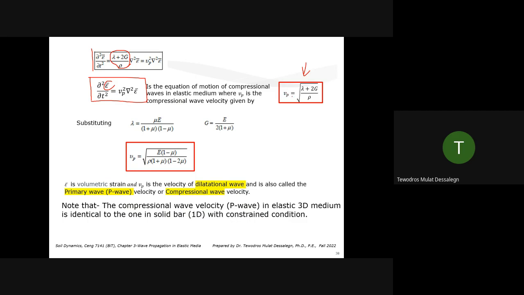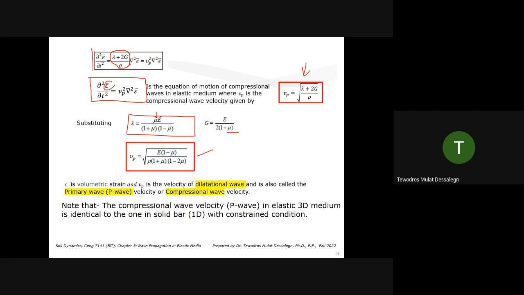for a 3D case is lambda plus 2G over density. Lambda is just the Lame's constant, a function of elastic modulus and Poisson ratio. G is the shear modulus. We know that shear modulus is elastic modulus over 2 times 1 plus Poisson ratio. If you put this together, replace lambda here and G here, you end up with VP is this much.